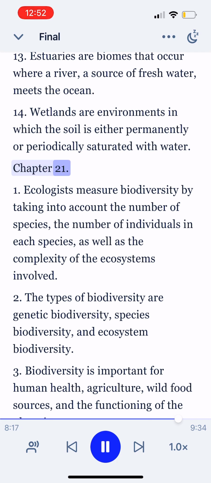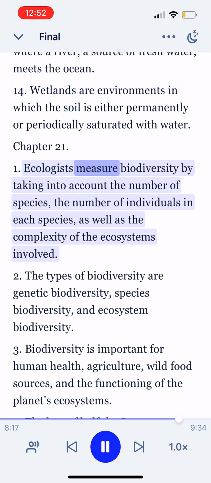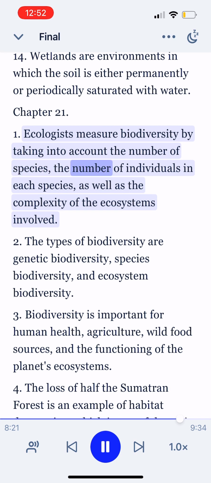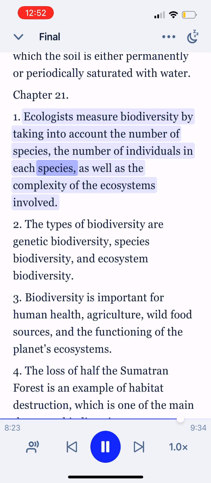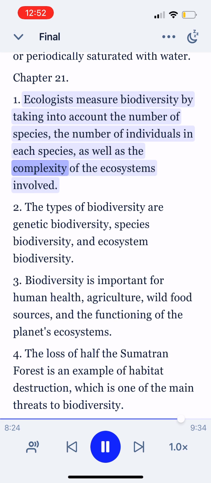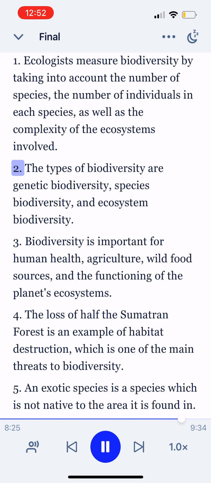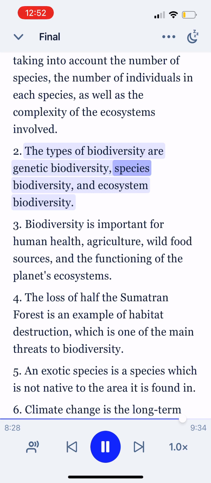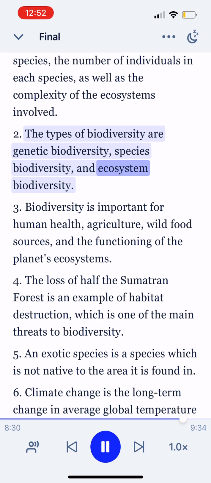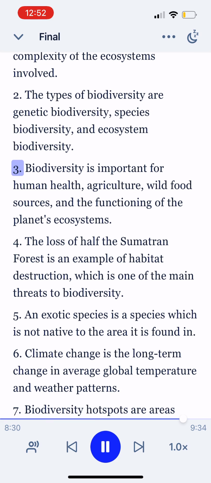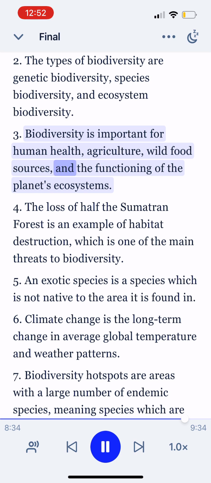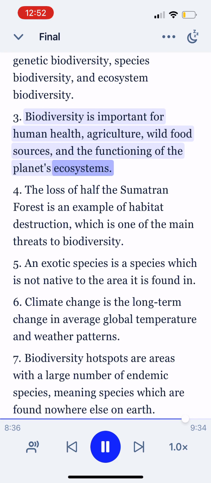Chapter 21. 1. Ecologists measure biodiversity by taking into account the number of species, the number of individuals in each species, as well as the complexity of the ecosystems involved. 2. The types of biodiversity are genetic biodiversity, species biodiversity, and ecosystem biodiversity. 3. Biodiversity is important for human health, agriculture, wild food sources, and the functioning of the planet's ecosystems.